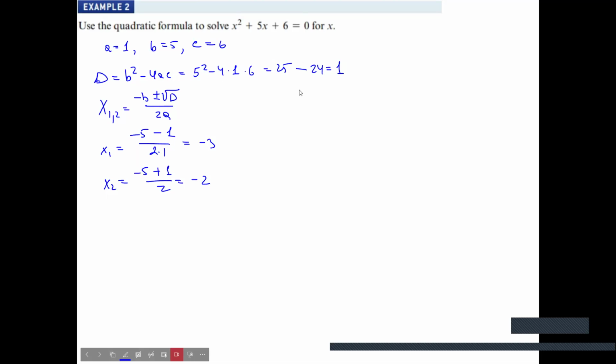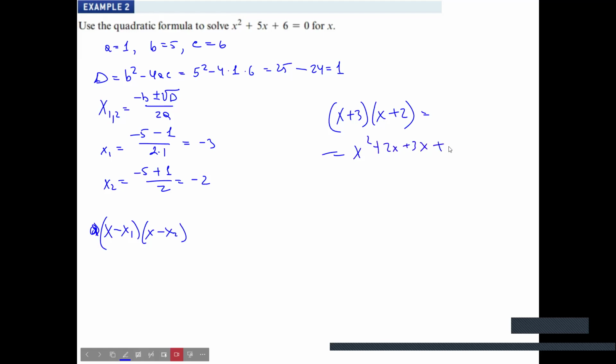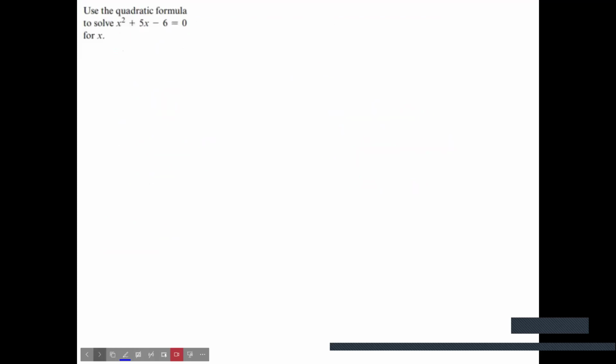Now, for example, if I want to factor it, what do I do? Because the factoring happens like that. A, but a is 1. So let's double check. x squared plus 2x plus 3x plus 6. Good. Okay, try this one.